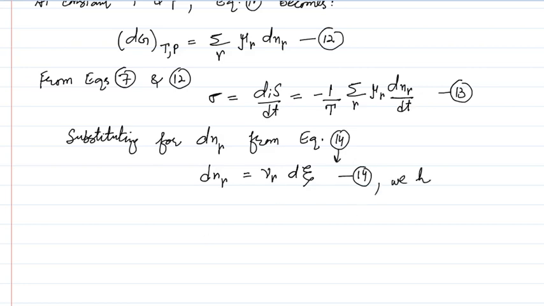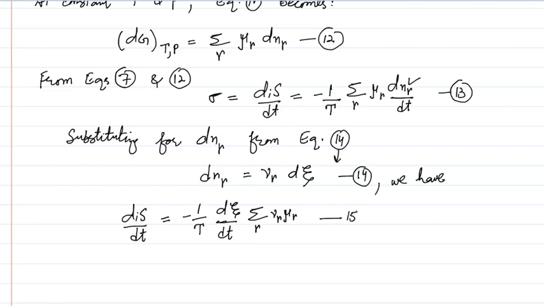So we have then this d_iS upon dt will be simply equal to minus 1 upon T, and in place of dn gamma we will write this part. So we will simply write d zeta upon dt. Zeta is nothing but the extent of reaction basically, so this is the rate of reaction. So we will write it as summation of nu gamma mu gamma. This is equation 15.